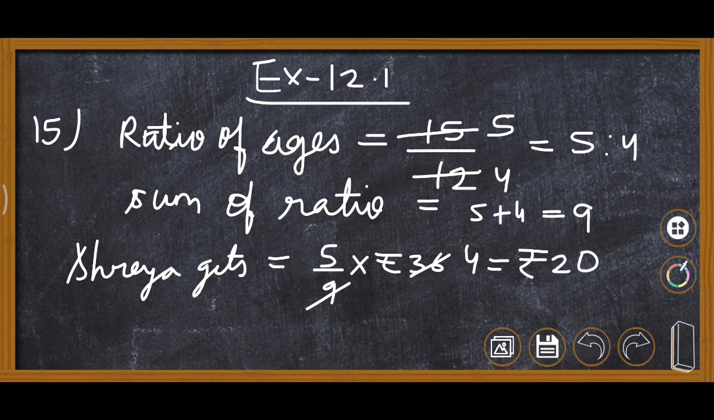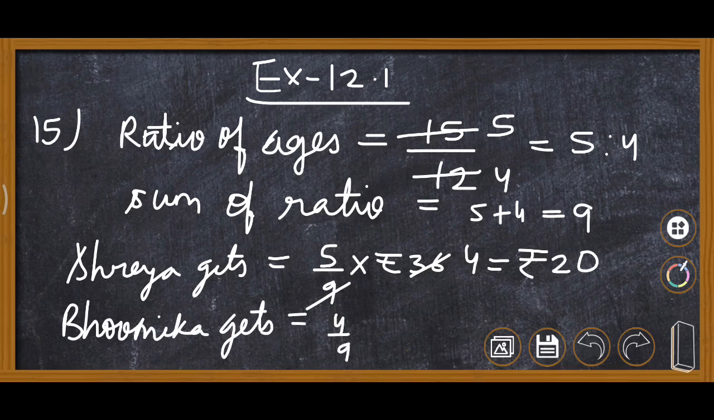Now after that Bhumika gets 4/9 multiplied by rupees 36. We will cut that, 9 4s are 36, then 4 4s are 16. So rupees 20 and rupees 16.